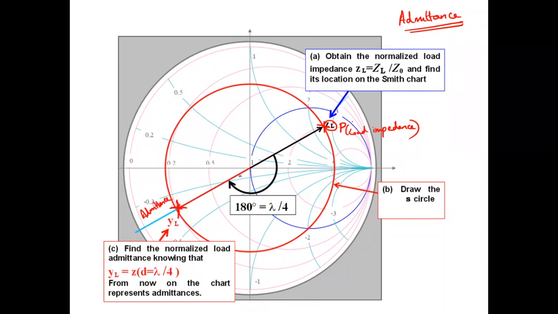So how do we calculate YL? First you identify the point ZL, then this is the center point, say O. With the center O and radius OP, you draw a circle. This red circle is the S circle, and the diametrically opposite point you take as YL, the admittance point. Now you mark the R equals 1 or G equals 1 circle, this blue circle.